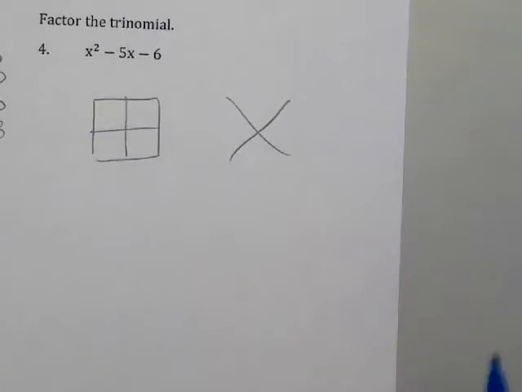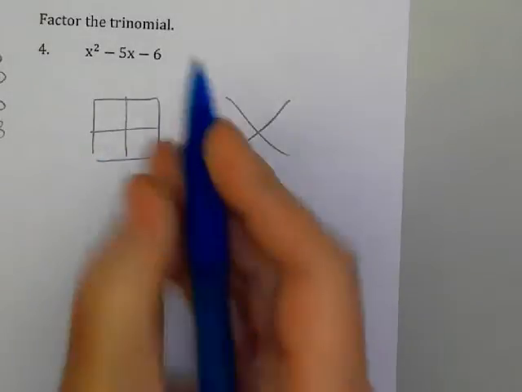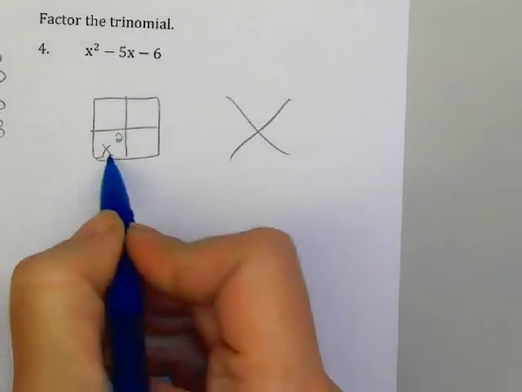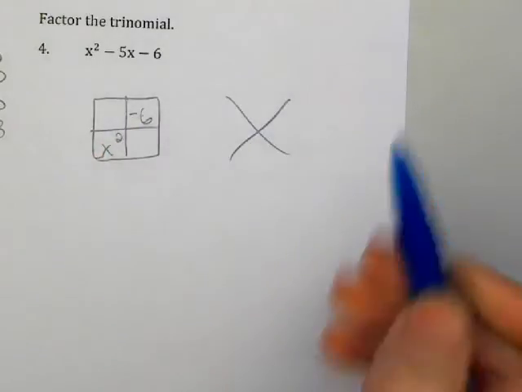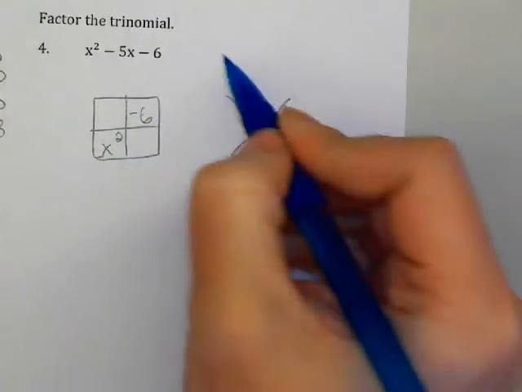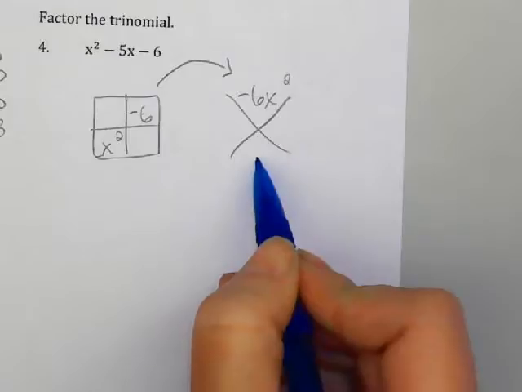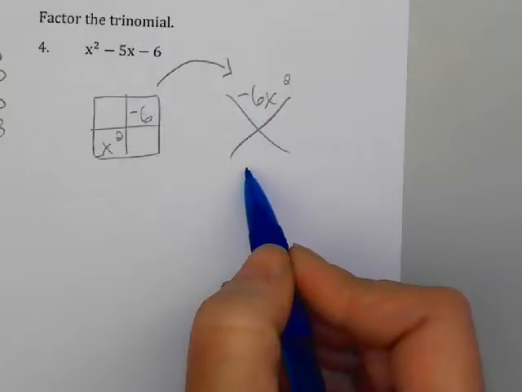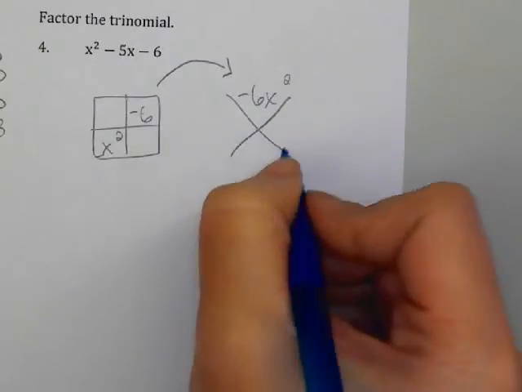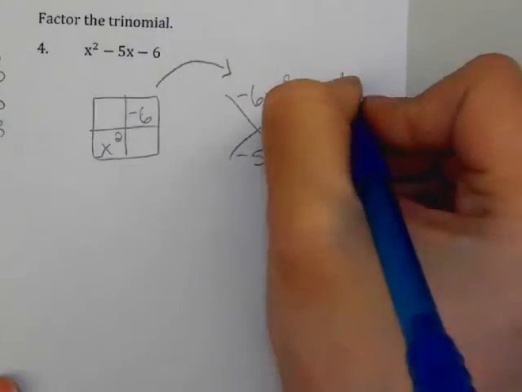Now, if my top number is negative, so they multiply together to give me a negative, what do I know about my numbers? One of them is negative and one of them is positive. Does it matter which one? It does. Because if they add together to give me a negative number, is it going to be the bigger number that's negative or the smaller number that's negative? The bigger number. So I have negative 6, negative 3. Those are my bigger numbers on this side. So which pair of those adds up to negative 5?